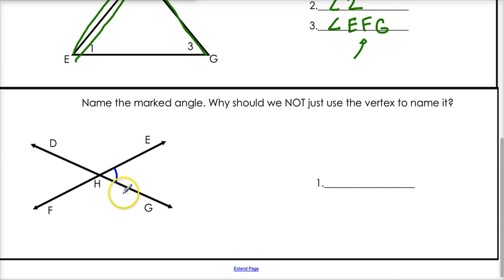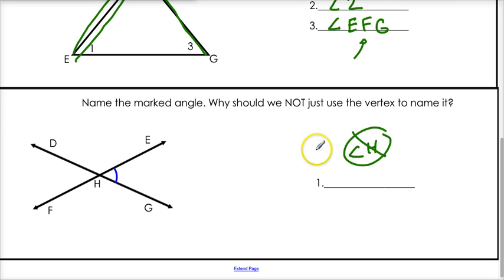Finally, we're going to name this marked angle. And the question here is, why should we not just use the vertex to name it? Why am I not just saying angle H? Why is that bad? All right, we don't want to do that. Well, because angle H could be one of 4 angles. That could be this angle, that could be this angle, that could be this angle, right? So it's not very specific. So when you have all these angles put together, you need to be very specific, and that's why we're not going to just use H.